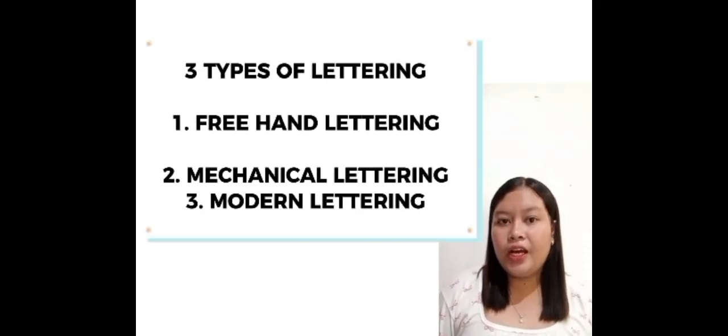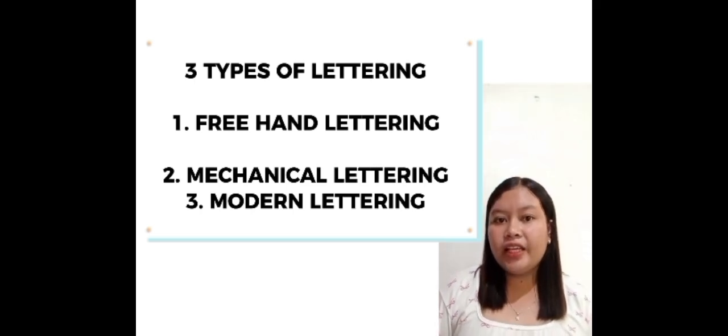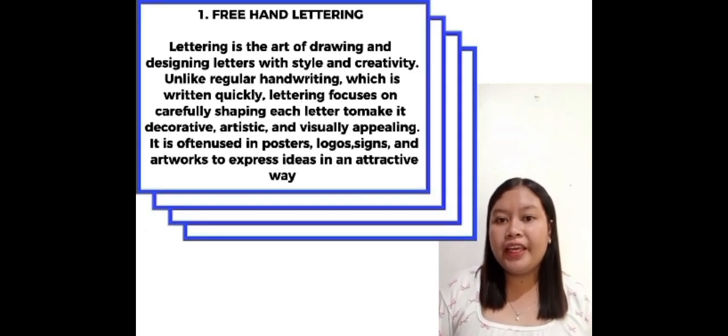We have three types of lettering. So, we have the freehand lettering, mechanical lettering, and modern lettering. Number one is freehand lettering. This is when letters are drawn completely by hand without relying on tools like rulers or pencils. The artist carefully designs each letter, which makes it unique and creative. It often shows the personal style of the person writing. Examples are hand-drawn posters, chalkboard menus, or stylish notes.